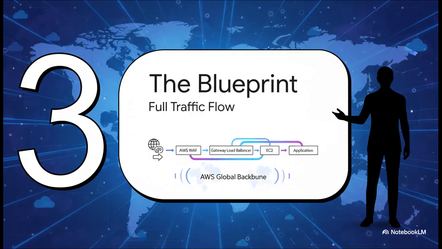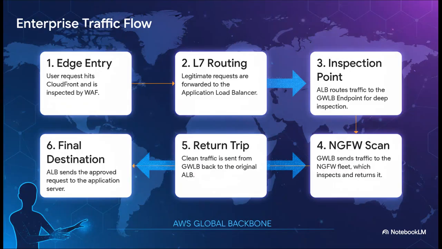Okay, let's put all these pieces together. We've looked at the WAF at the edge and the GWLB in the middle. Now let's walk through the complete end-to-end traffic flow for a single user request coming into this architecture. So let's trace the path. A request comes in from the internet and boom, it's immediately inspected by WAF. If it looks clean, it gets passed to the application load balancer. Now the ALB routes it over to a Gateway Load Balancer endpoint.